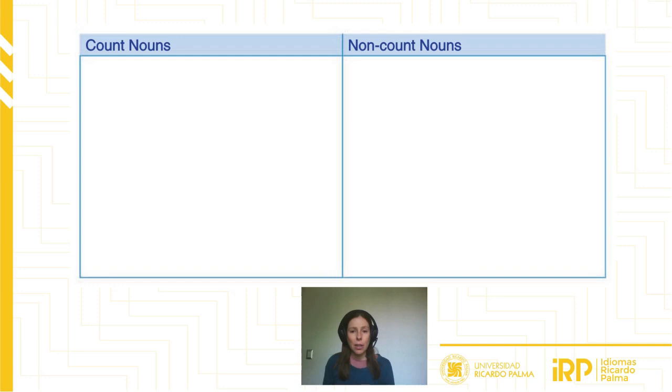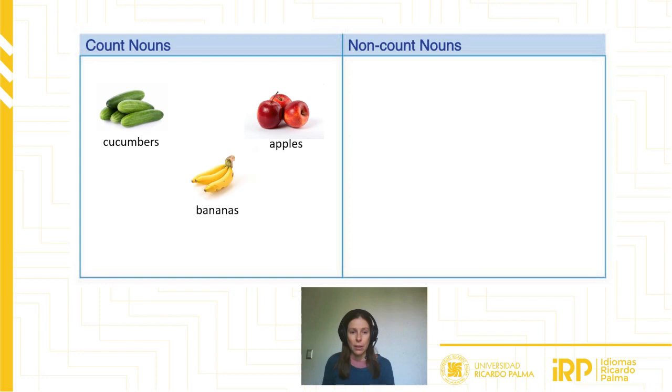Now let's see which of these foods are count nouns and which ones are non-count nouns. What about cucumbers? Can we count them? Yes, so they are count nouns. The same with apples and bananas. We can count them. What about onions? As we can see in the image, there are 3 onions. We can count them. And also oranges.